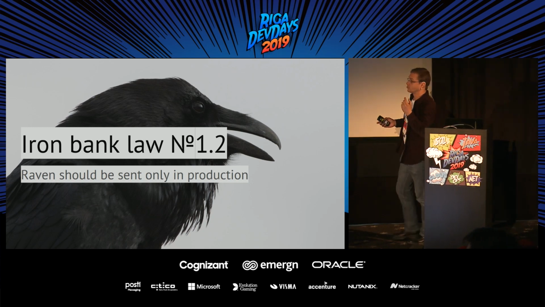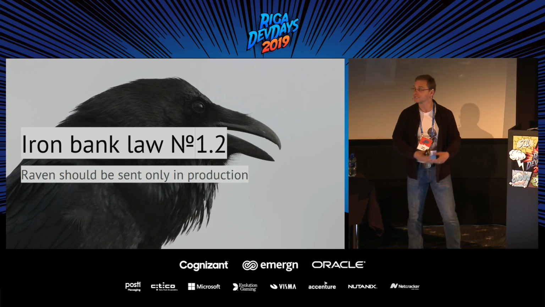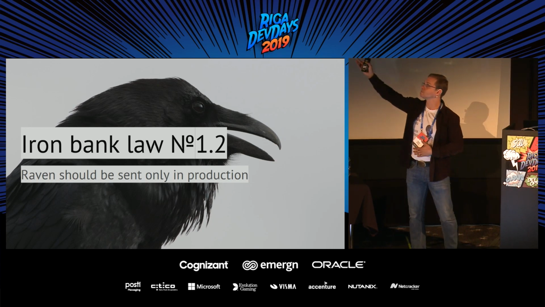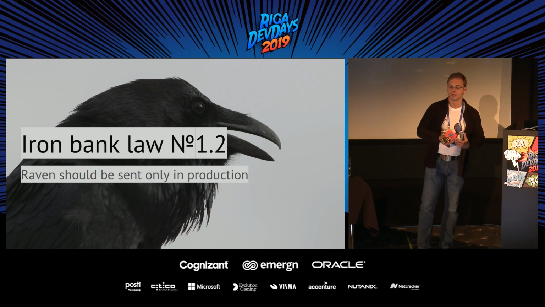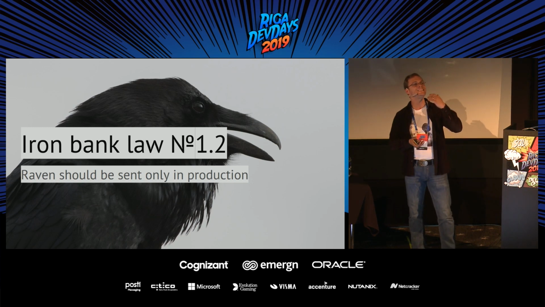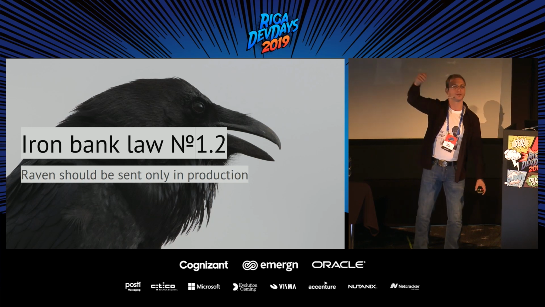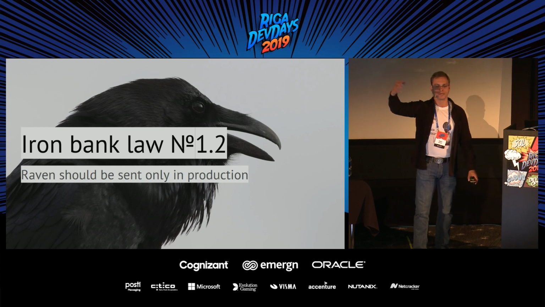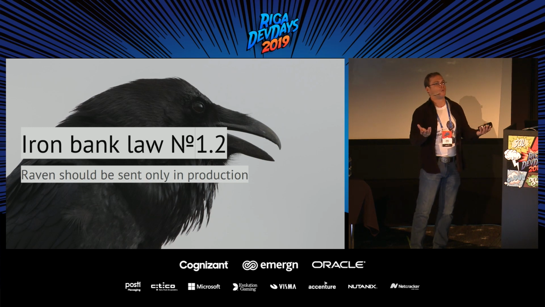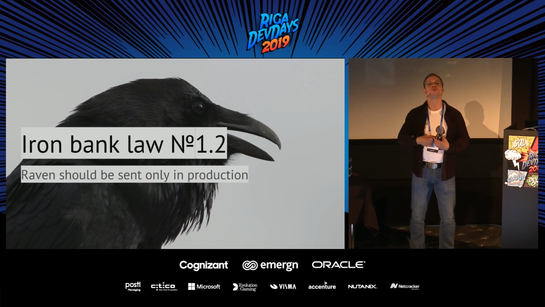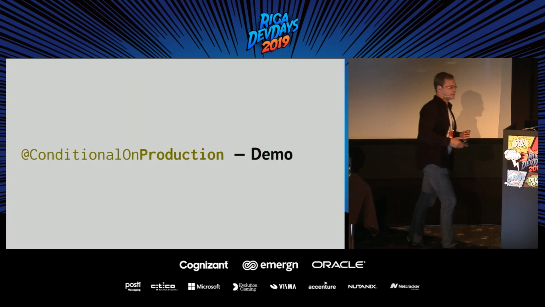Now, in order again to have some task which will force us to write some conditional things, I think about this: Raven should be sent only in production. But how can we know if it's production or not? In Spring Boot, we have a lot of existing annotations like ConditionalOnMissingClass, ConditionalOnProperty, and so on. But we don't have an annotation in Spring Boot called ConditionalOnProduction, because nobody can know what is production and what is not. So now we want to invent our own condition mechanism, which will be called ConditionalOnProduction. And let's see how we can do that.